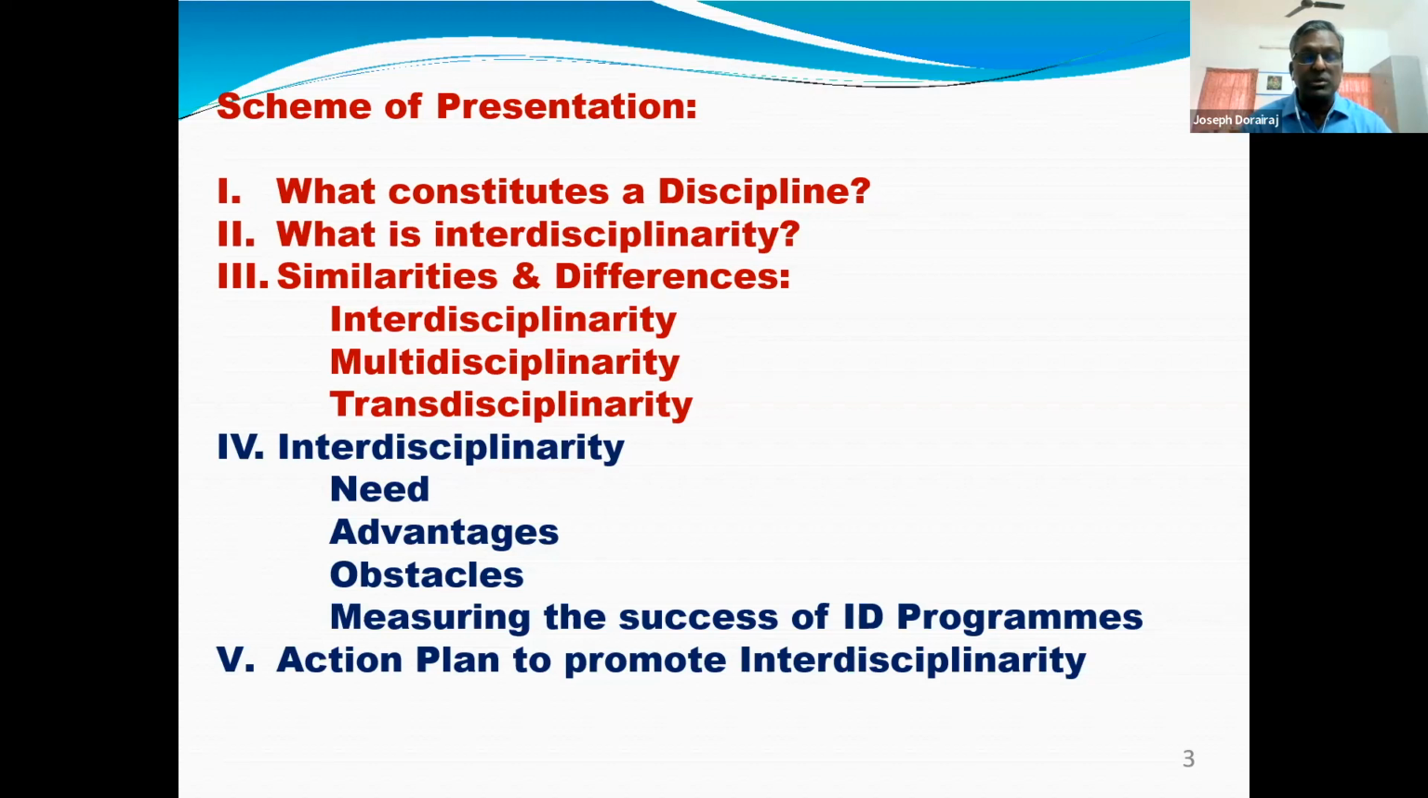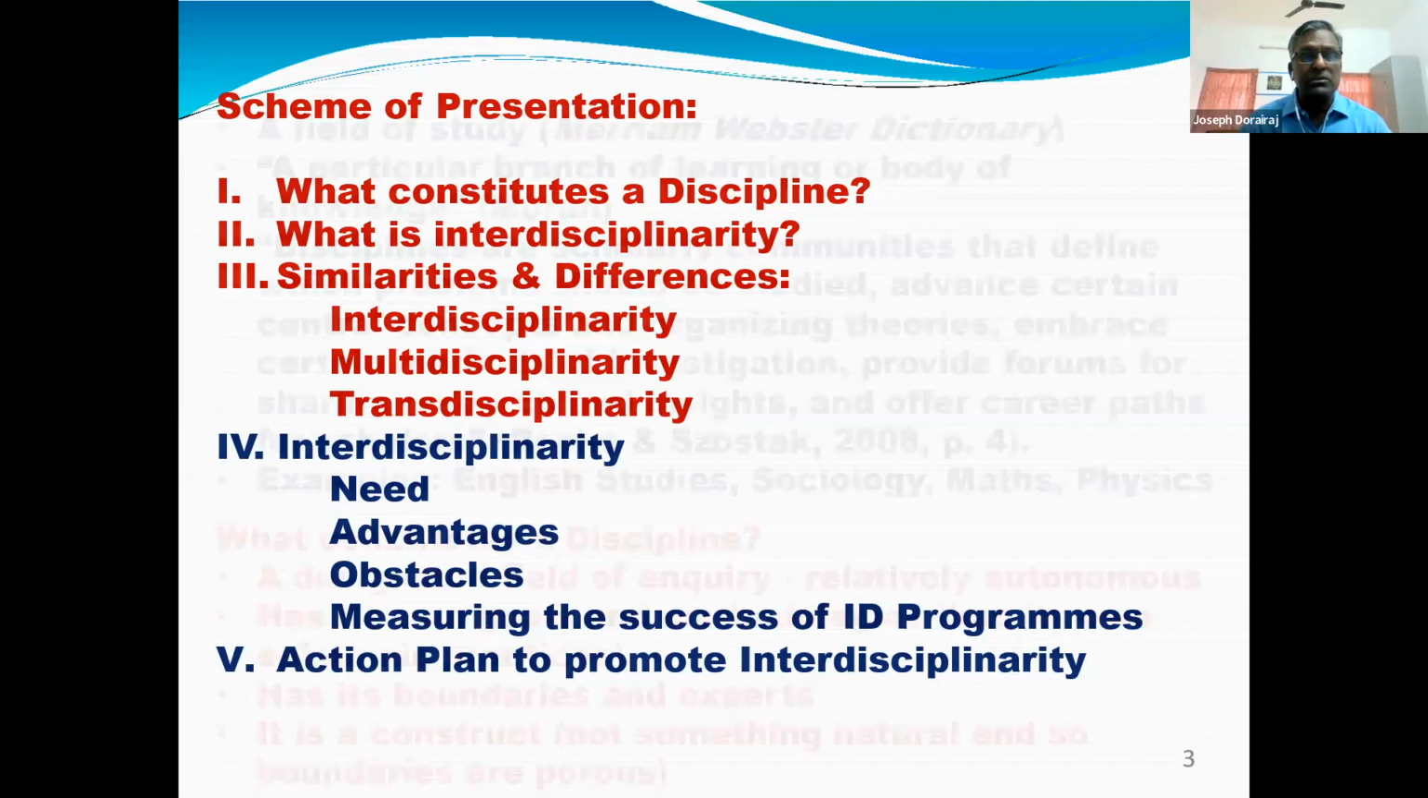And those of us who undertake interdisciplinary programs, how do we know that the program has been successful? What are the yardsticks that could be used to measure the success of any interdisciplinary program? And towards the end, I have one slide wherein we will talk about some action plans to promote interdisciplinarity. So these are the 5 units of my presentation today. Now let us go to the first one.